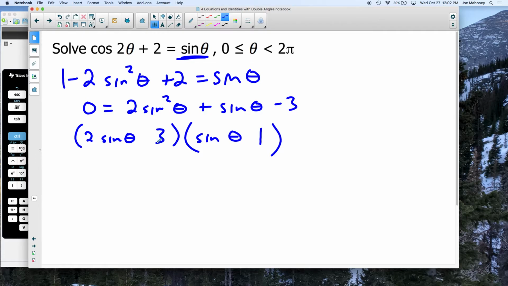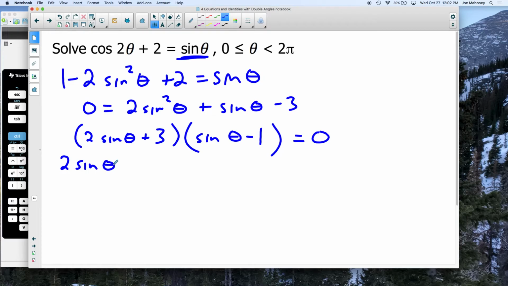There we go. This is going to give me a 3 sine theta if I multiply my insides, and a -2 sine theta if I multiply my outsides. So my factoring looks good. Alternatively, you could do the quadratic formula if you like. So now let's see if we can solve these equations.